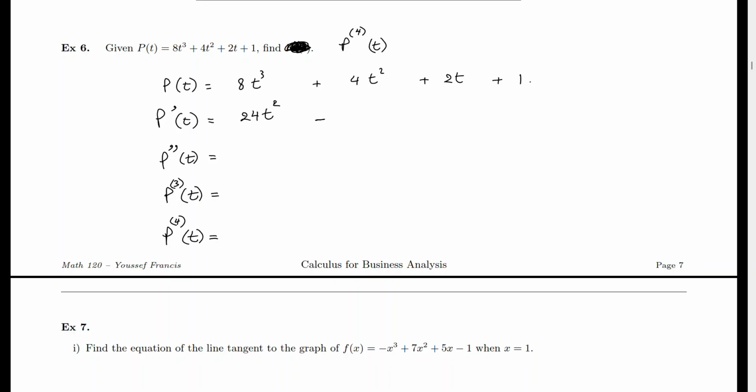Okay, so what about the 4t squared? What's the derivative of 4t squared? Well, 4 is going to hang out, and the derivative of t squared is going to be 2t. But 4 times 2 is really 8, so I'll just put 8t there. What about the 2t? Derivative of 2t, the 2 is going to hang out, and the derivative of t is 1, but 2 times 1 is just 2. And finally, derivative of 1 is going to be 0, and you don't have to write down the 0.